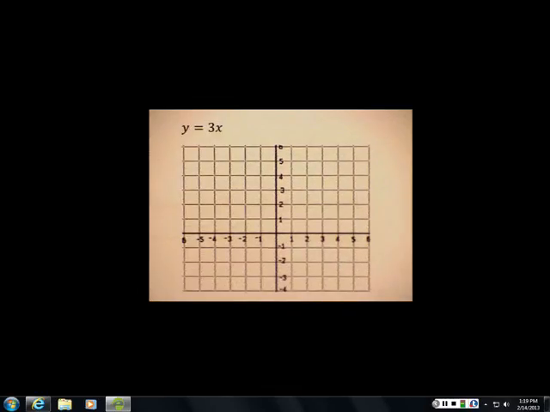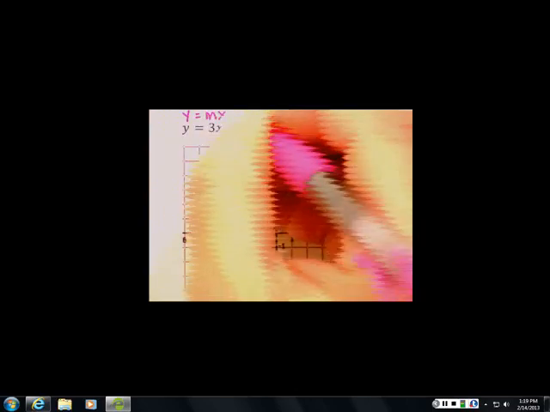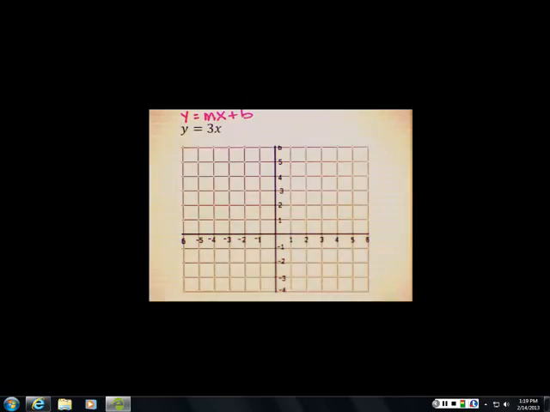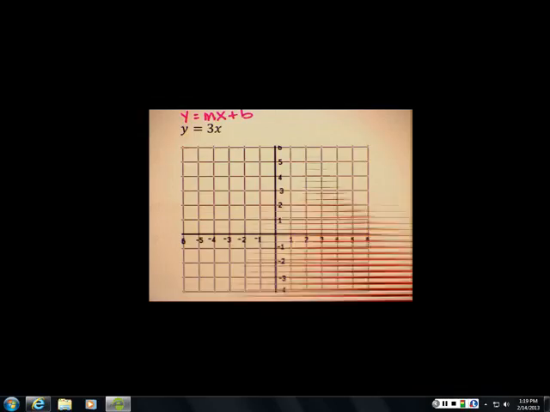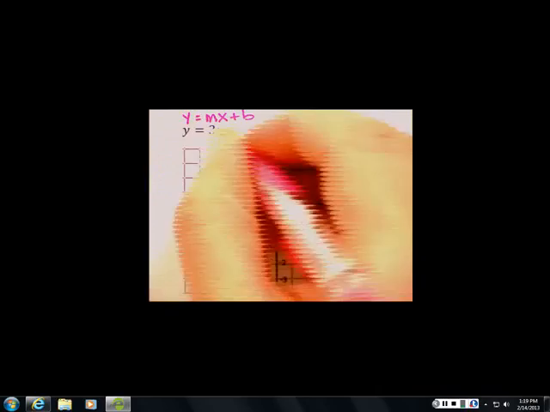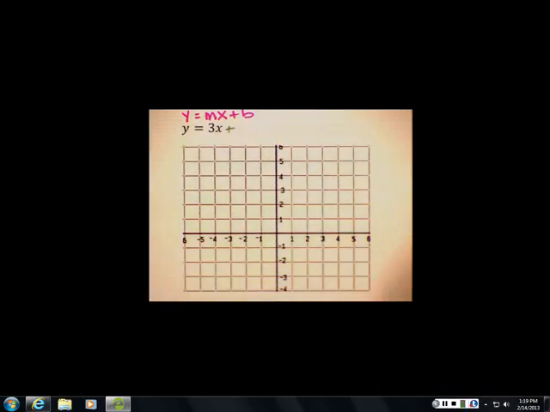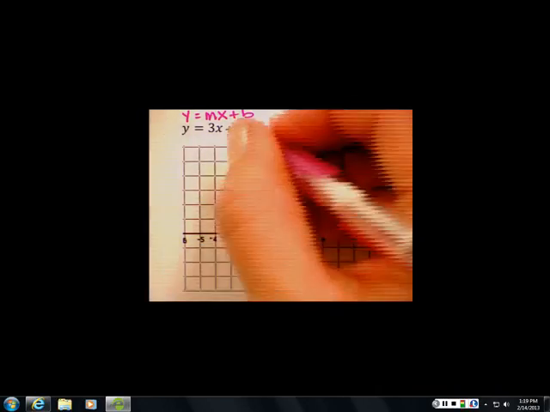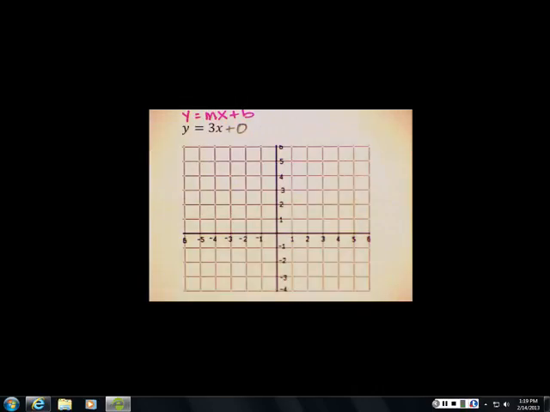y equals 3x. Now this doesn't have all of the parts, does it? My format is supposed to be y equals mx plus b. But this doesn't have that. This does not have the plus b part. That's kind of freaking me out. Well, if there's nothing here, then what am I adding? This is 3x plus what? Well, it's 3x plus a whole lot of nothing, right?